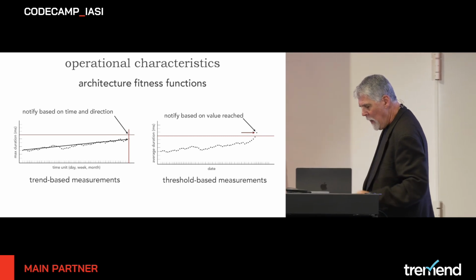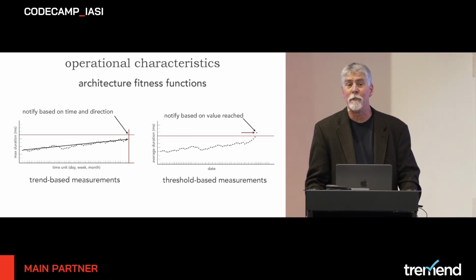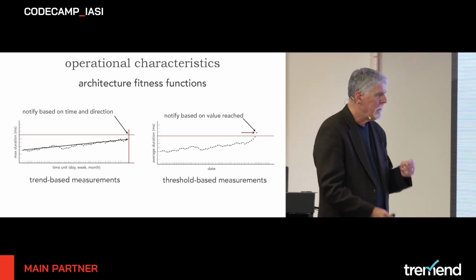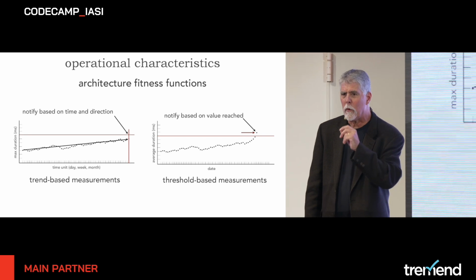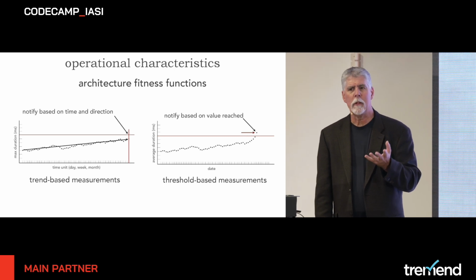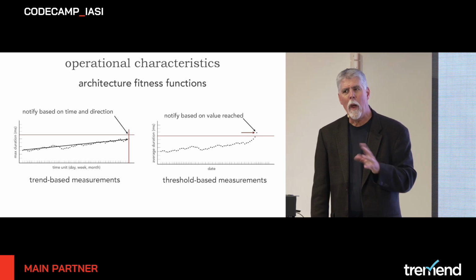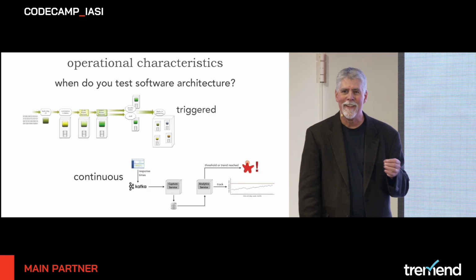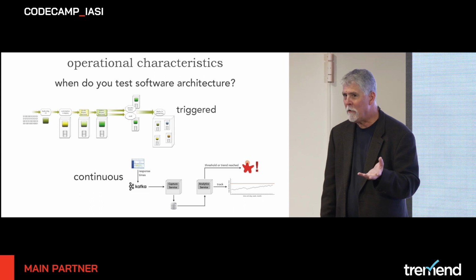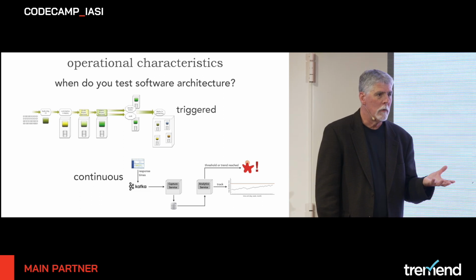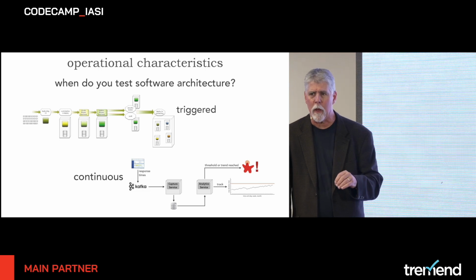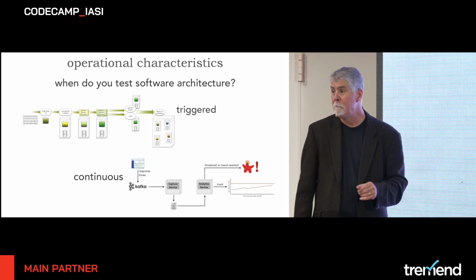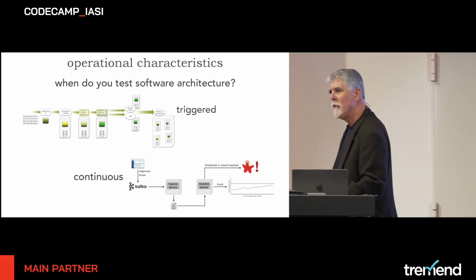All right. There's one more question, because we're going to look at a whole bunch of different fitness functions. We're going to actually see how to write these. But first, one other question. It becomes a dilemma. When should we actually run these fitness functions? Well, we've got two options. They can either be triggered, which usually runs through a CI/CD pipeline, or they can run continuously in production. Well, which one should I use?